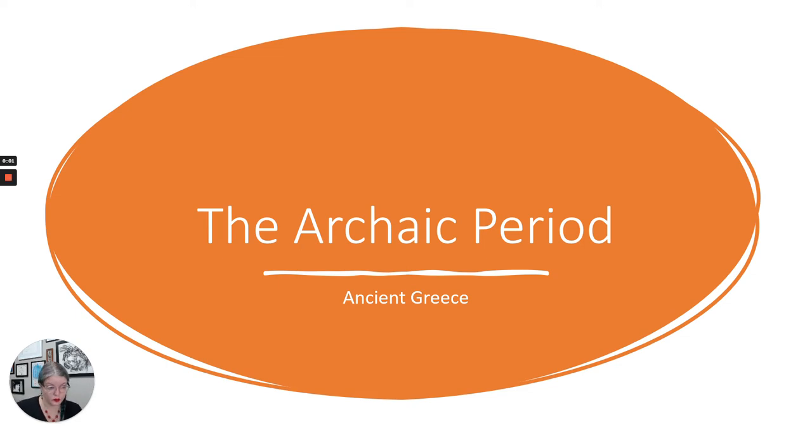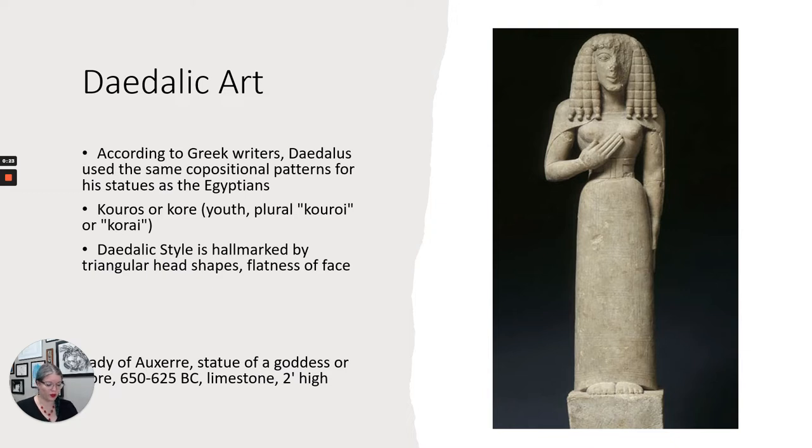Okay, so we've done the intro to ancient Greece and we've talked a little bit about some of the really early periods. Now we're going to talk about the Archaic period, which can actually further be broken down beyond just the Archaic, so I'm going to go into that a little bit more. First, we're going to talk a little bit about Daedalic art.